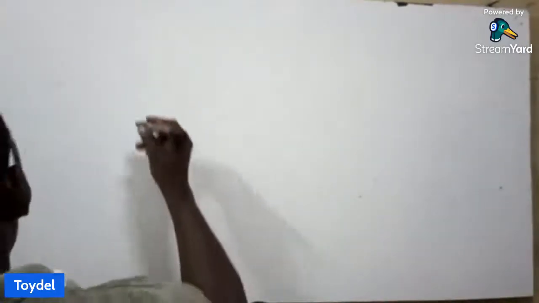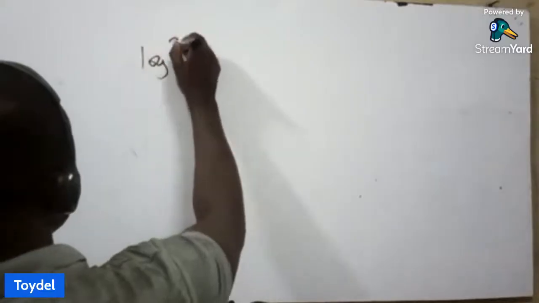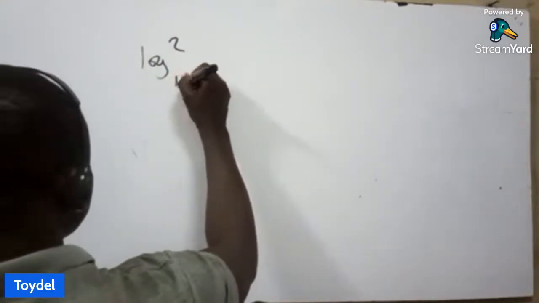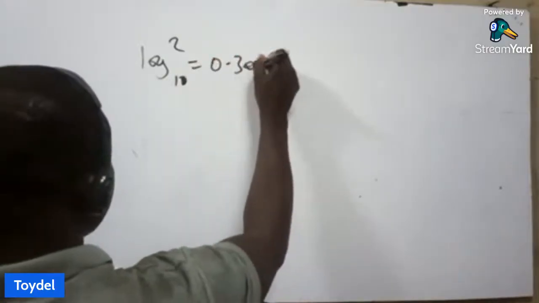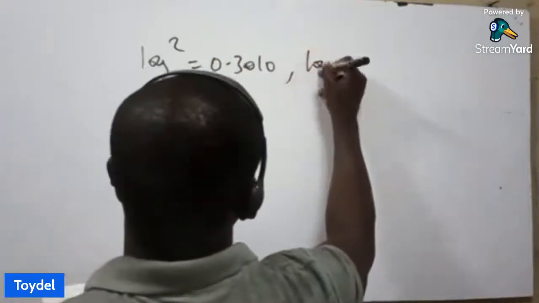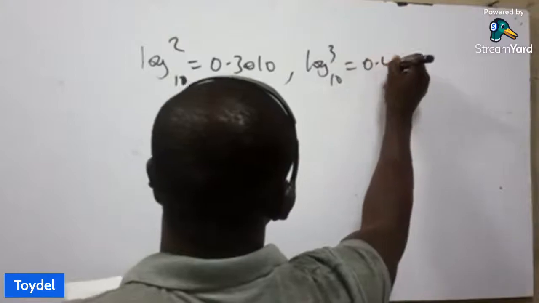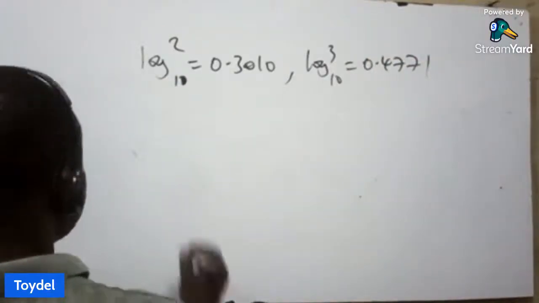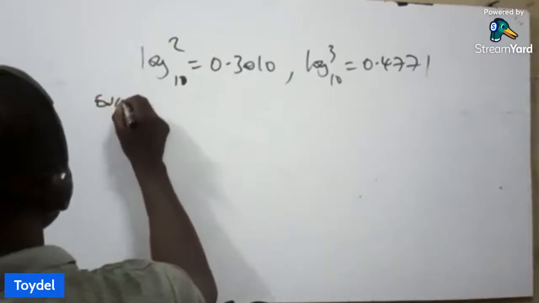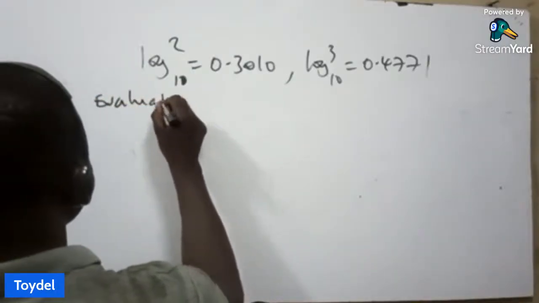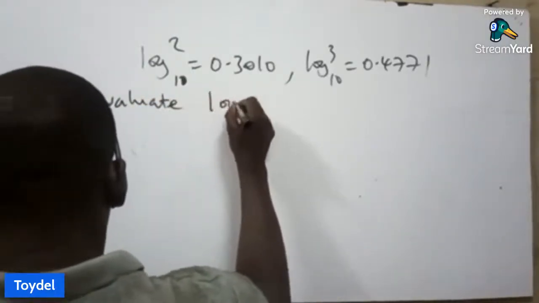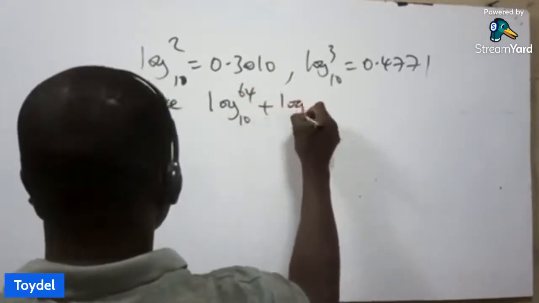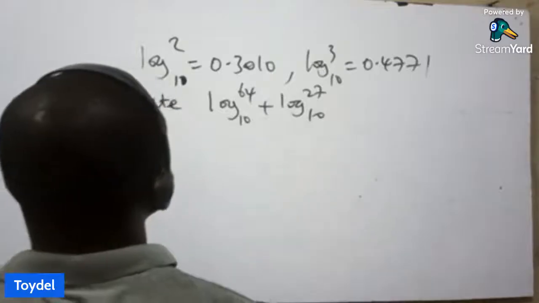Then there's this question also that I want us to treat. Like in this case now, given that log 2 base 10 is equal to 0.3010 and log 3 base 10 is equal to 0.4771. So that's what we are given. The question now says evaluate log 10 of 64 plus log 10 of 27.